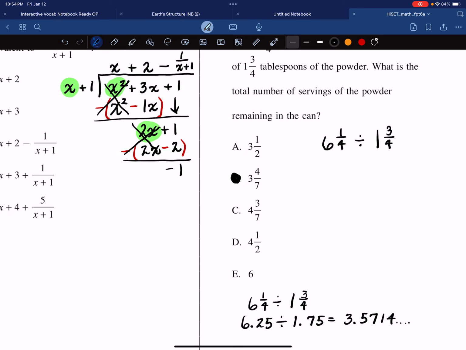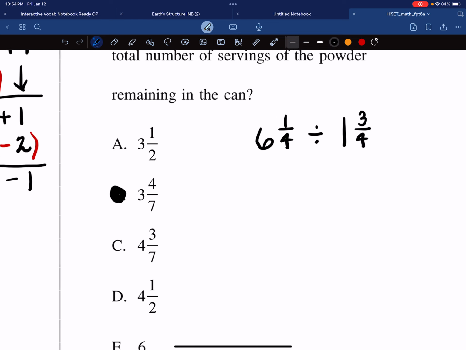I would just use the Casio and type in the actual fraction problem and get the answer. I am going to work it longhand since this is a learning video, but on the test, use the calculator. All right, to do it longhand, you're first going to have to convert this to an improper fraction.